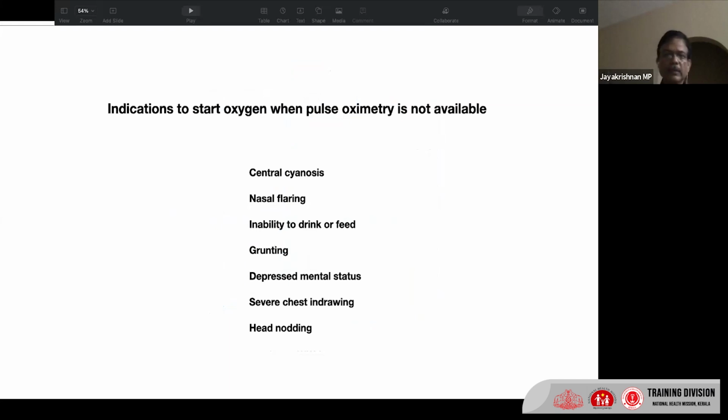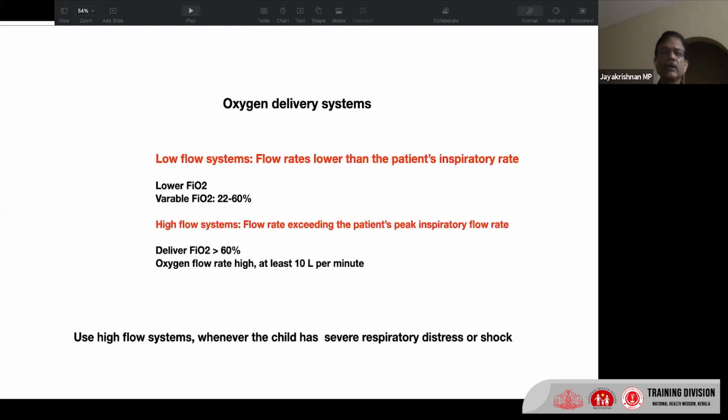And suppose pulse oximetry is not available, any sick child needs oxygen. One simple thing to remember is the pediatric assessment triangle that Dr. Ajit Krishnan mentioned in the initial impression: appearance, breathing, color. If any two are abnormal, you start oxygen. Also, with central cyanosis, nasal flaring, the child not able to drink or feed, which is one of the danger signs, grunting, depressed mental status, severe chest indrawing, or head nodding, obviously we would start oxygen.